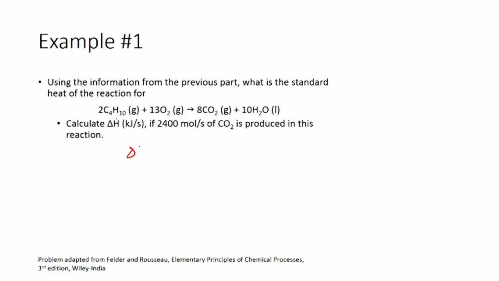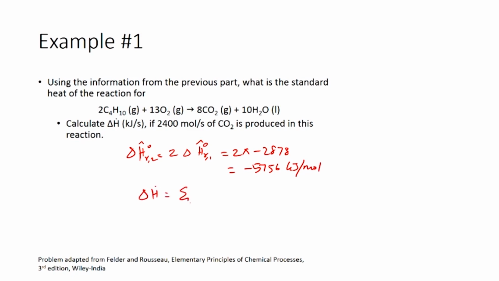So, the heat of reaction for the second reaction would be equal to 2 times the heat of reaction for the first reaction, because you have 2 moles of butane reacting instead of 1 mole of butane reacting. That means the heat of reaction would be 2 times minus 2878, giving you a value of minus 5756 kilojoules per mole, and delta H dot is equal to xi times delta HR. Here we would again use the second heat of reaction.